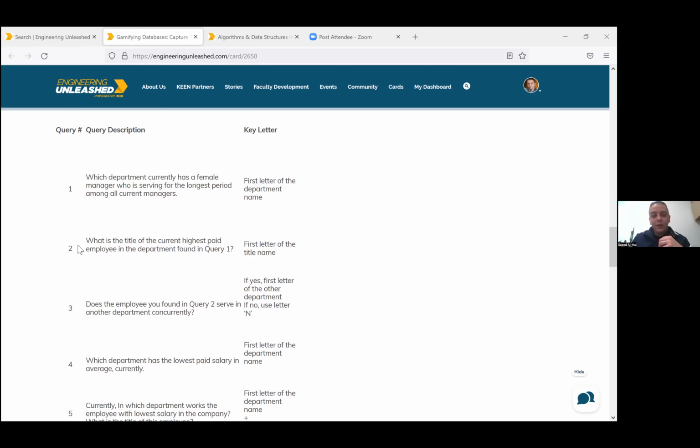And if we go to the second query, what is the title of the current highest paid employee in the department found in query one? So if you didn't solve query one correctly, you will not get the second one correctly. So these are gated challenges, really interesting. Yeah, it was the idea that I came up with.